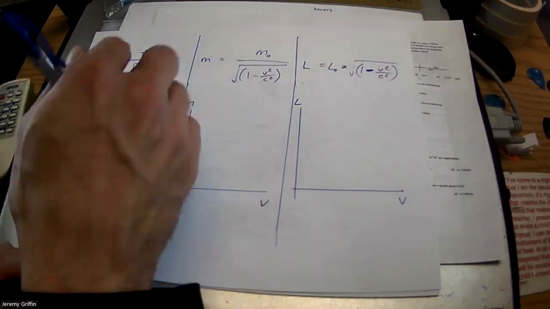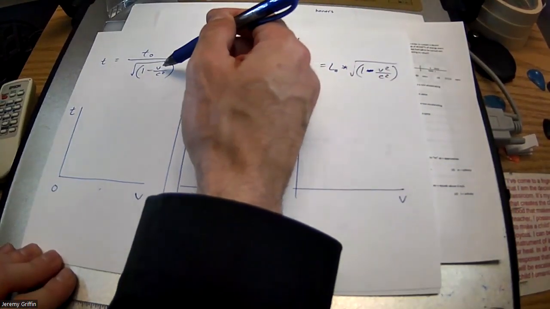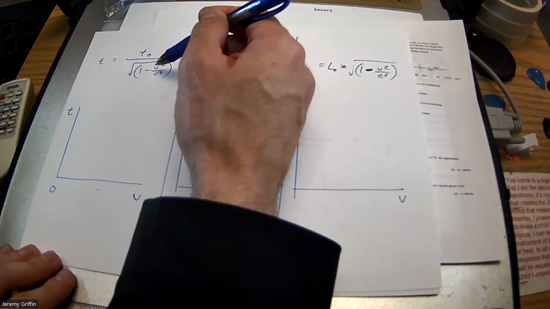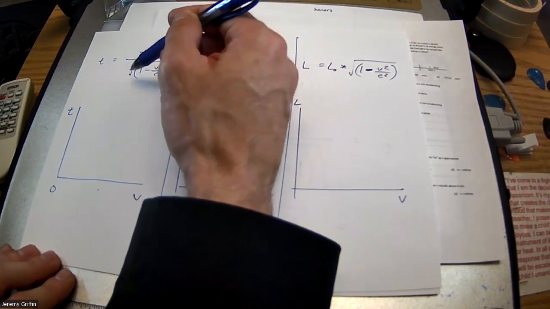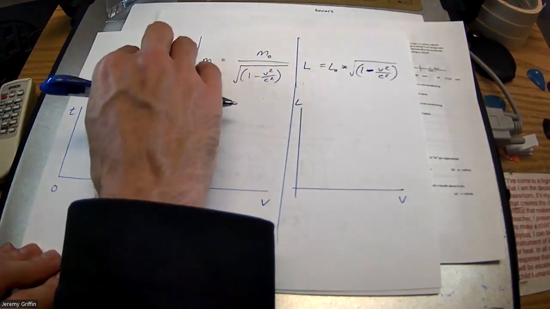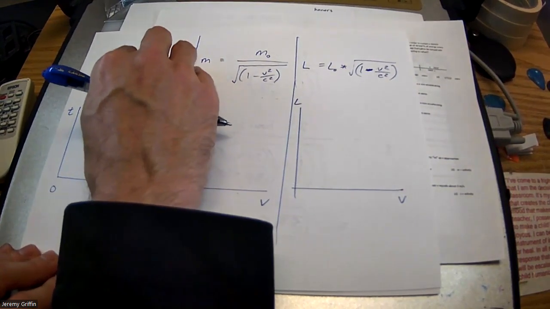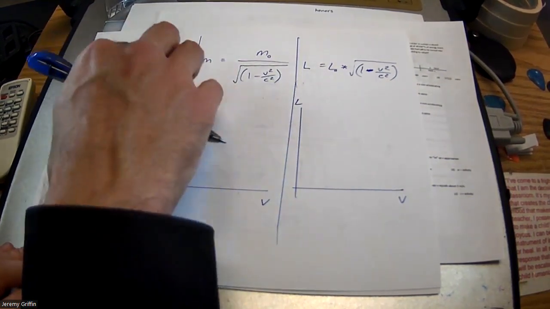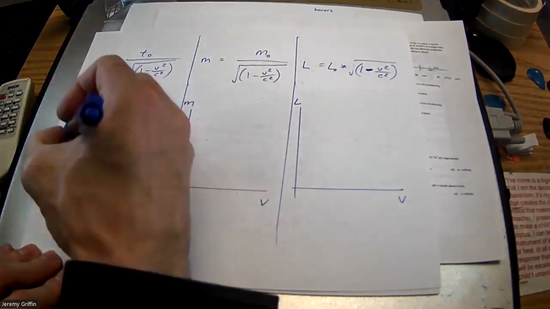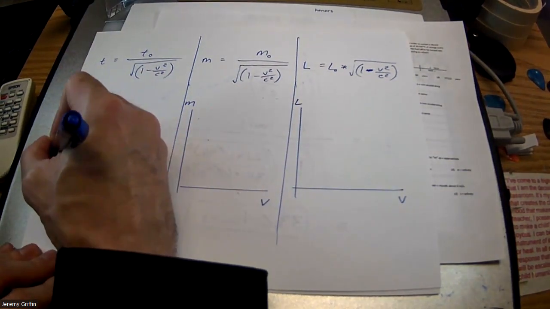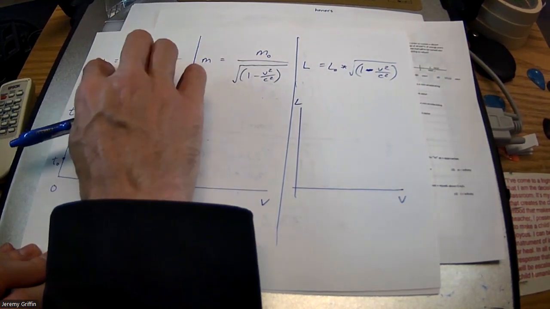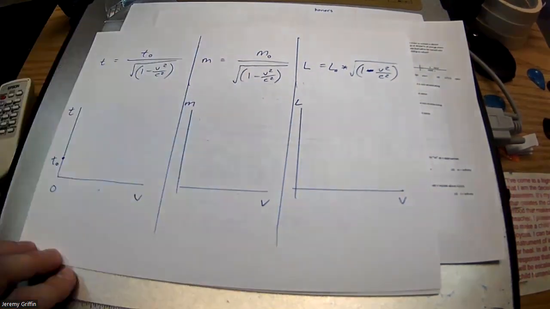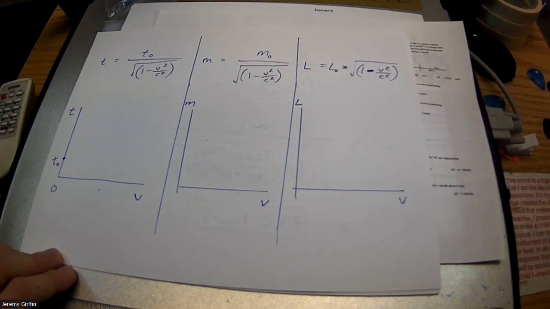Is that consistent with this equation? Let's plug in 0 for v and see what happens. 0 meters per second. So 0 squared divided by anything is 0. 1 minus 0 is 1. Square root of 1 is 1. And t naught divided by 1 is just itself. So t would equal t naught if you plug in 0 for v. So I can put a point on this graph right here and call this t naught. What this is saying is that rocket twin and Earth twin do agree on how much time has passed as long as they're not moving relative to each other.